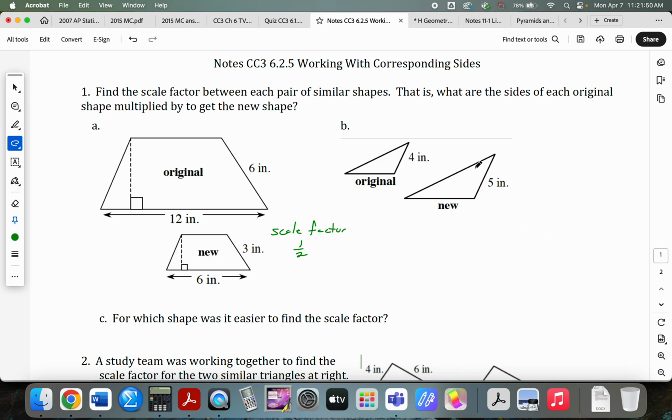What about 4b? What is the scale factor here? 5/4. Yeah, it's 5/4. Was it quite as immediately obvious? No. Now, for this, when we're doing the scale factor, we can take the new over the original and just reduce it.